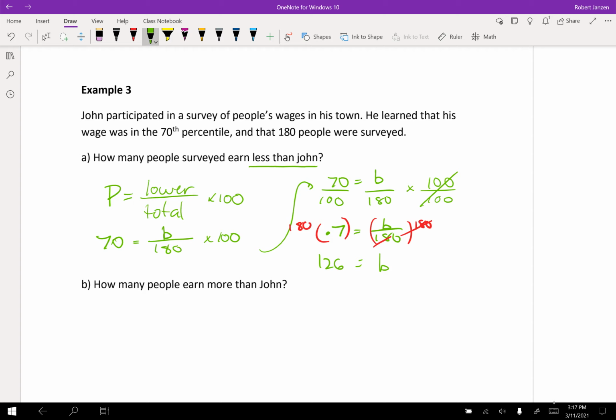How many people earn more? Well, there were 180 people, and 126 earn less. Then take away John himself, and you end up with 53 people earn more.